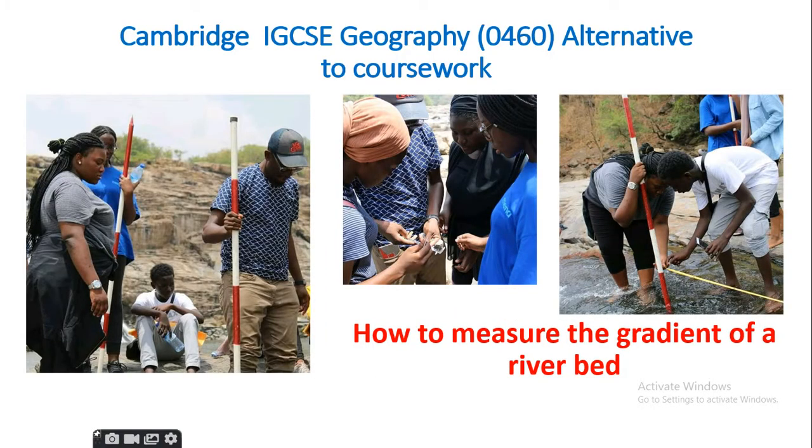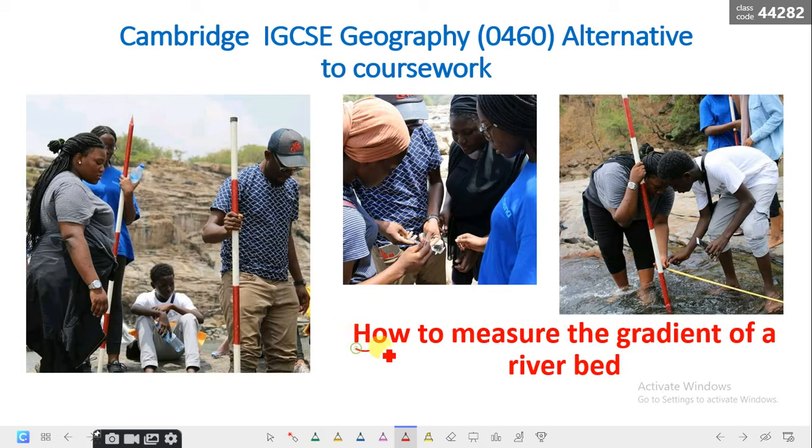Okay, guys, welcome to our series on the Cambridge IGCSE Geography Alternative to Coursework paper. For this first part, we'll be looking at river measurement. In this lesson, we are just going to cover how to measure the gradient of a river. How to measure the gradient of a riverbed. That's the topic we're looking at.